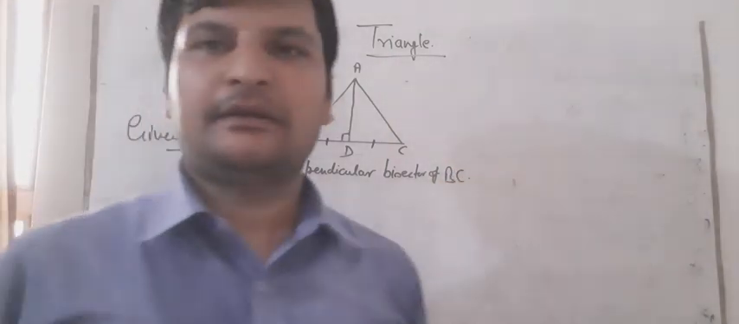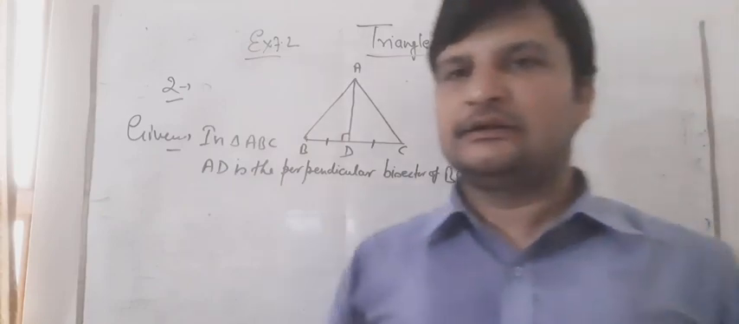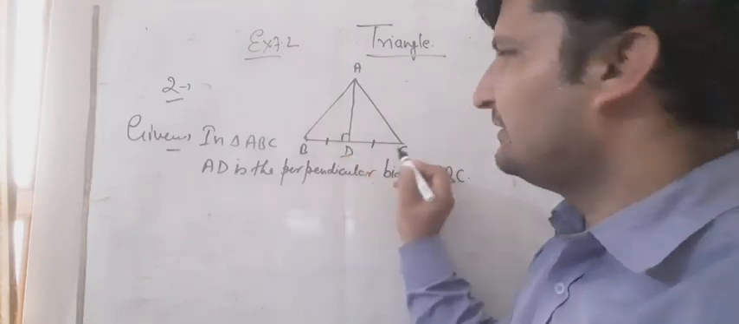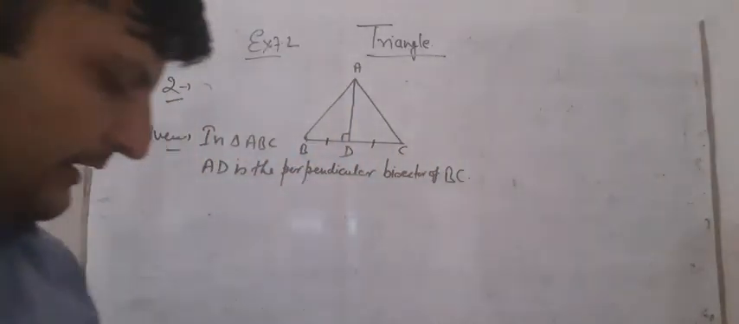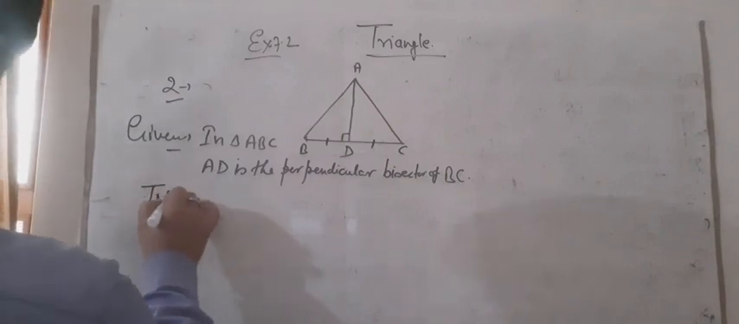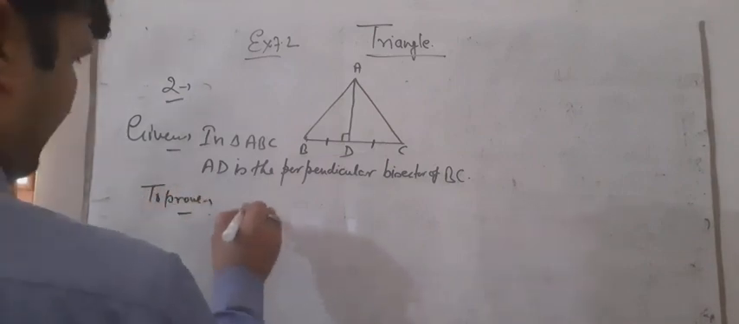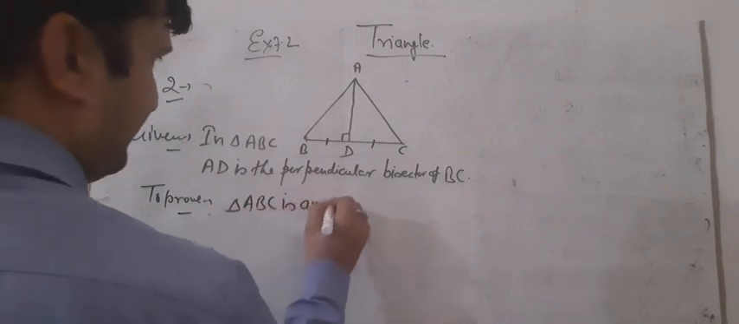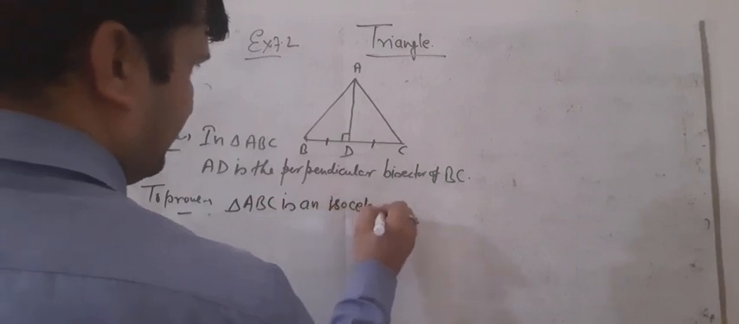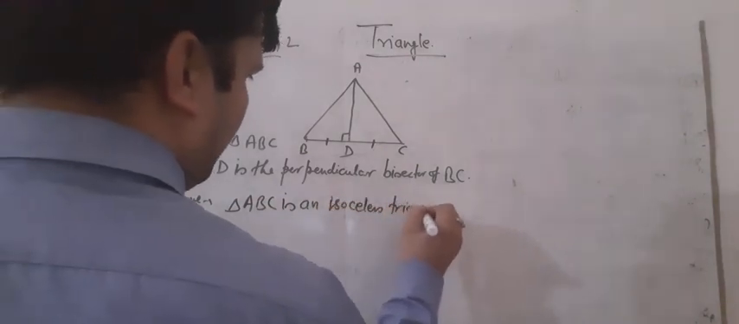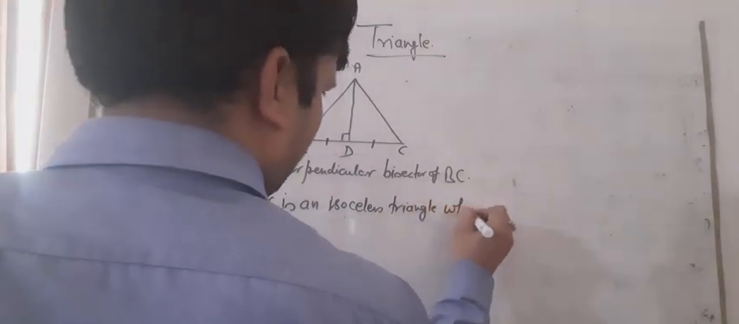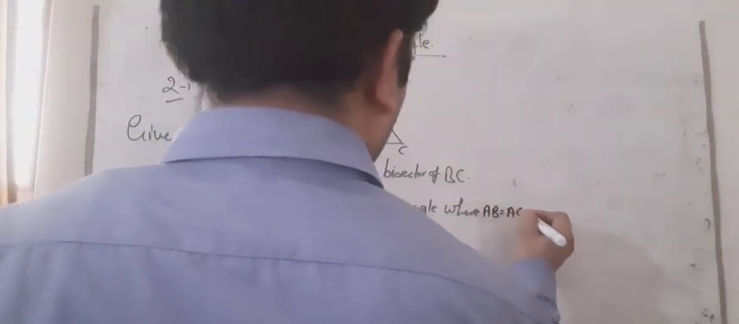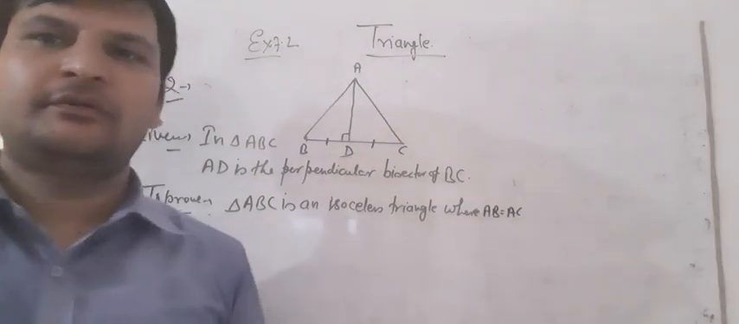Student, it is given that in triangle ABC, AD is the perpendicular bisector. Perpendicular bisector means it will make a 90 degree angle, and the bisector means BD is equal to CD, and we have to prove that triangle ABC is an isosceles triangle where AB is equal to AC. So students, we have to prove this question.